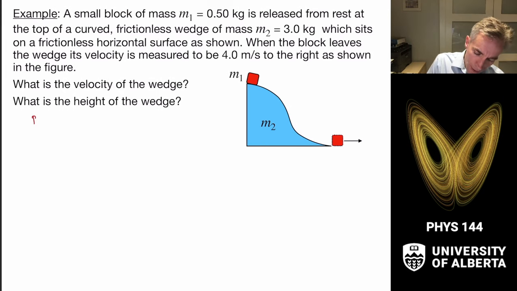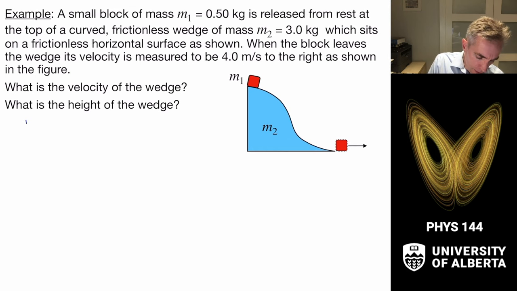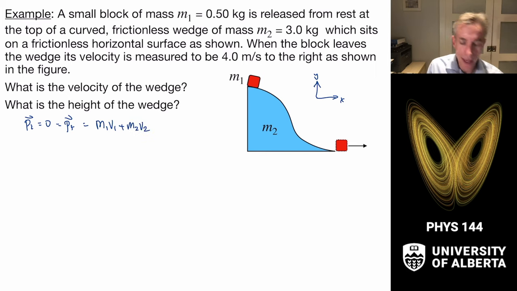Again, we will use that the initial momentum of the system, starting at rest, will be zero. That must be equal to the final momentum of the whole system, which, if we define an x, y coordinate system, is going to be m1 v1 plus m2 v2. We're looking for v2, and m1 and v1 are both given. Therefore, I can solve for v2 as minus m1 v1 over m2.